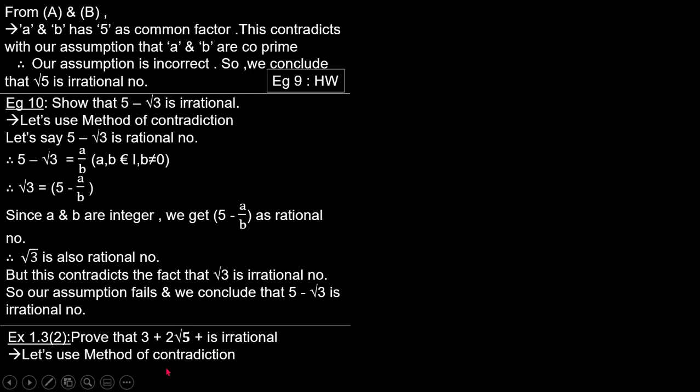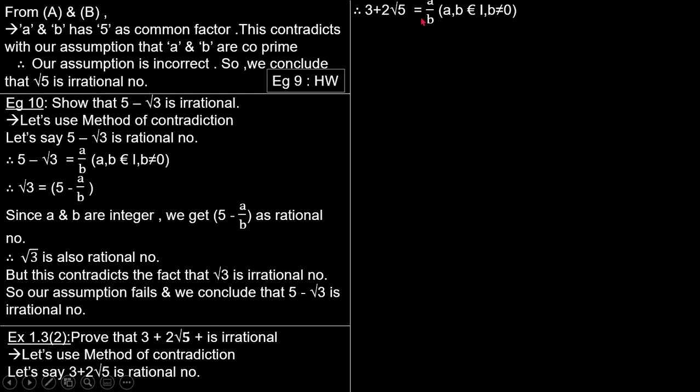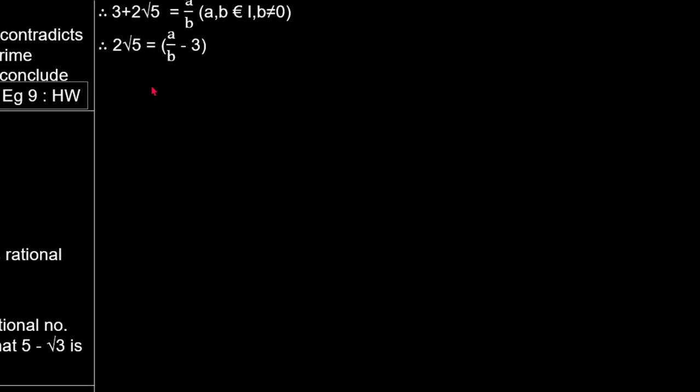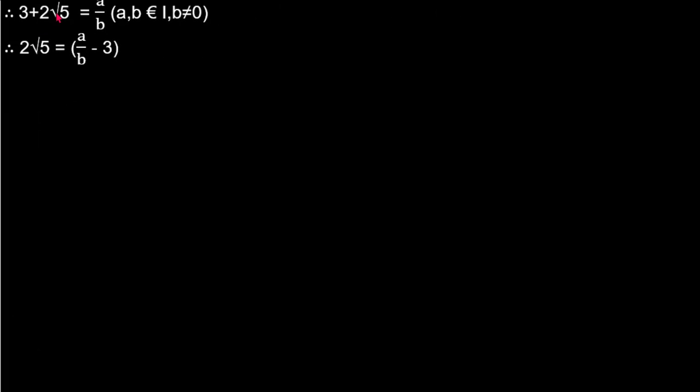So let us use the method of contradiction. Let us say it's a rational number. So it can be represented in the form of a by b. Now we are targeting root 5 here. So let's take it to the root 5 side, but 2 is a multiple, so we can send 2 also in this direction. So we are always taking out the root term separately. Here also root 3 we separated, here also root 5 we separated.